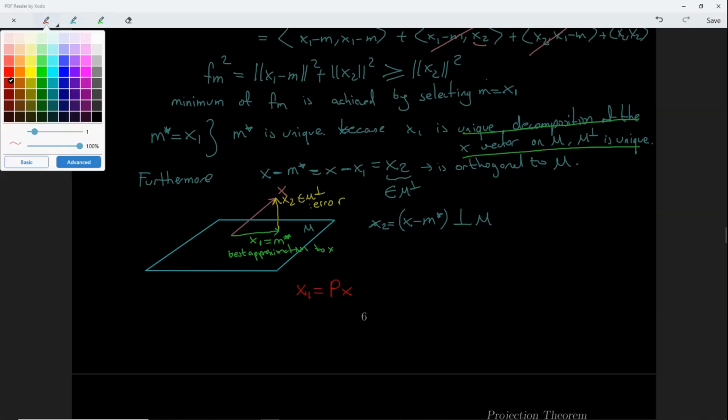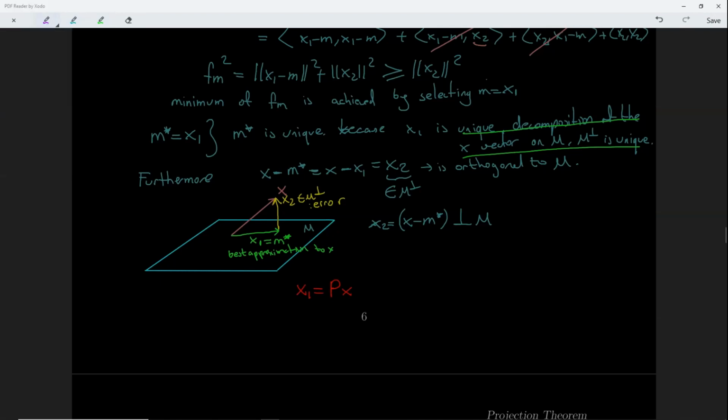So if you get this x vector over here, then you get this x1 as P times x. So for this C^n example, we had x1 equal to P times x. So you can find the projection by simple matrix multiplication. That P matrix projects any given vector x onto the subspace, all right?